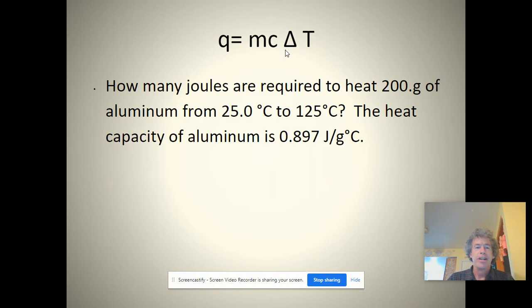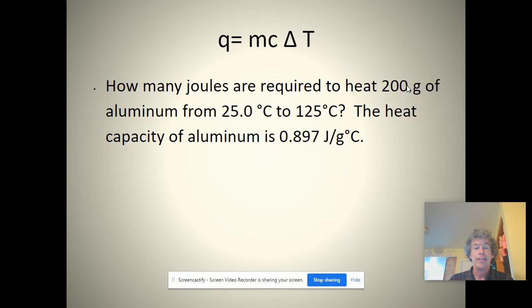So you might have a question: how many joules are required to heat 200., so 3 sig figs, grams of aluminum from 25.0 degrees Celsius to 125 degrees Celsius? The heat capacity of aluminum is 0.897 joules per gram degree Celsius.